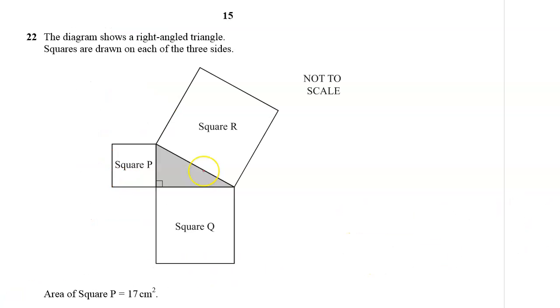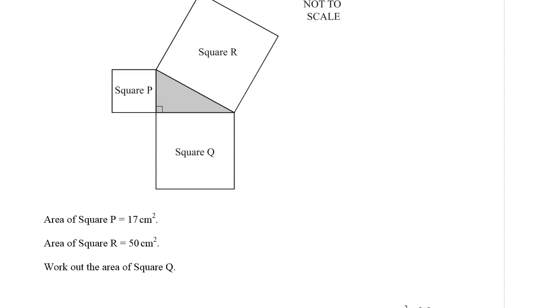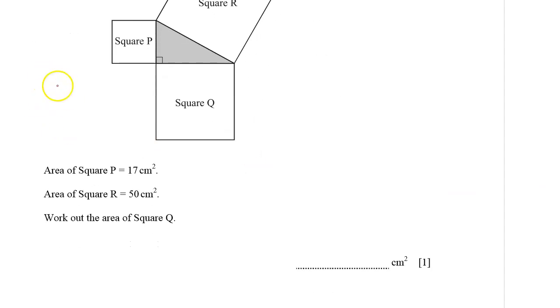Question 22. The diagram shows a right-angled triangle. Squares are drawn on each of these three sides: square P, square R, square Q. The area of square P is 17 centimeters squared. The area of square R is 50 centimeters squared. Work out the area of square Q.